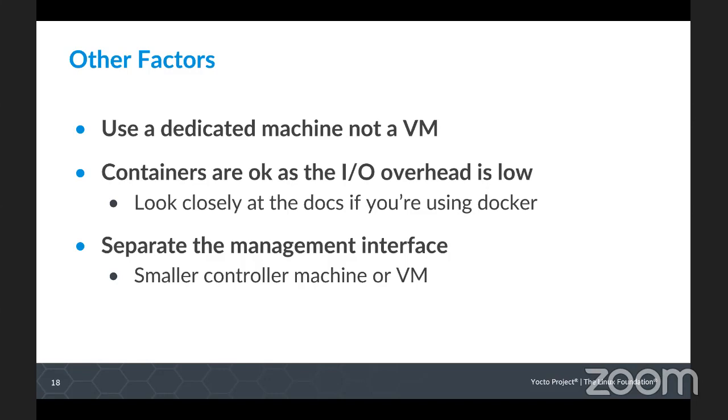The other thing you can do is separate the management interface. So if your system has a CI controller and a CI worker or build agent, separate those onto separate machines so that they're not competing for resources. So if you're running something like, say, a GitLab instance and using GitLab CI, don't run your builds on the same host that is serving GitLab. So that's kind of my advice on scaling up the system.